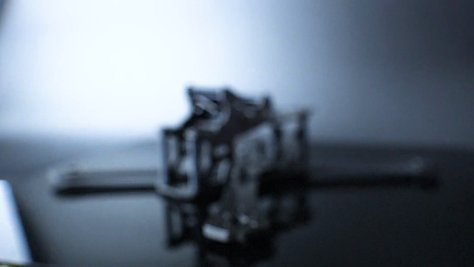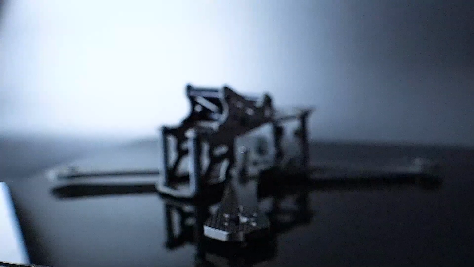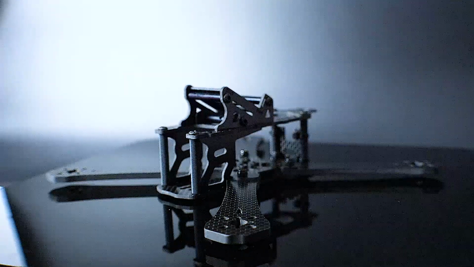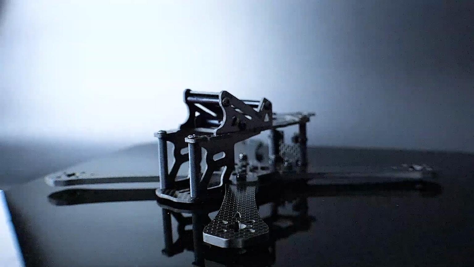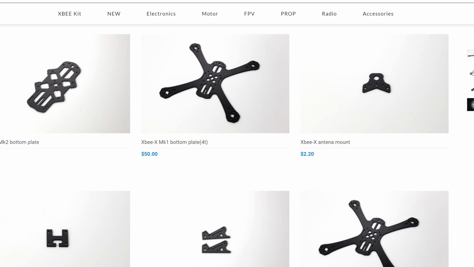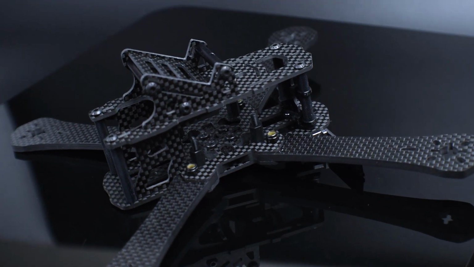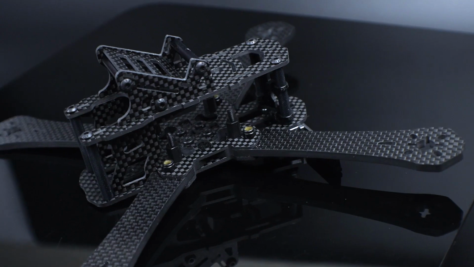There's a lot of benefits that come with this style of frame. Sure, you gain a bit more weight, but at least you don't have to replace the whole main plate if you have only just broken one arm. So it's a perfect fit with my flying style. Someone who's going to be crashing a lot.